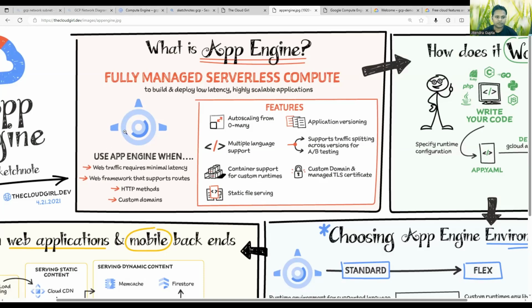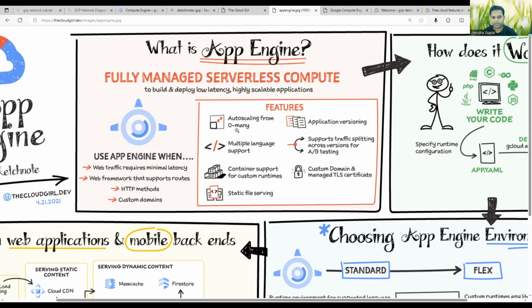Now, we use App Engine whenever there is a web traffic requirement with minimal latency, because it's going to be a regional resource, and it supports multiple routes, like HTTP methods, and you can have custom domains defined. The features are not going to vary much, but let's cover it. It is auto scaled. You can have zero app instances running up to many, so you can scale it down to zero if you are not going to use it at all.